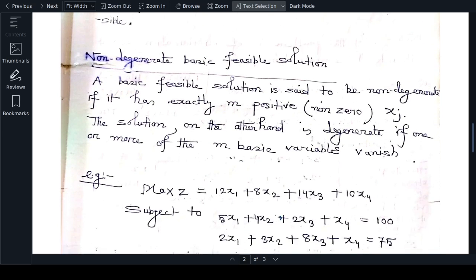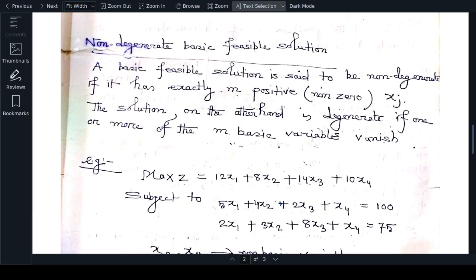Okay, and next one, the non-degenerate basic feasible solution. This is also an important one. Sometimes they ask the question, find out the non-degenerate basic feasible solution. So first you see the definition. A basic feasible solution is said to be non-degenerate if it has exactly m positive xj. What does it mean? A basic feasible solution is said to be non-degenerate if it has exactly m positive, within bracket non-zero, xj.